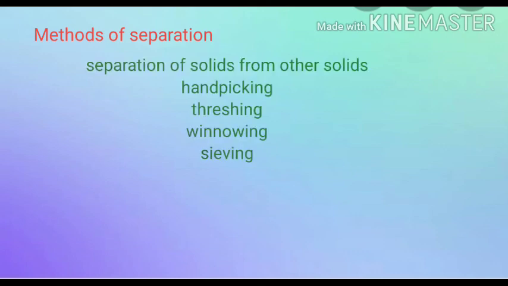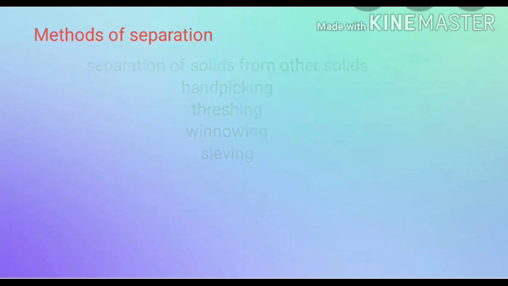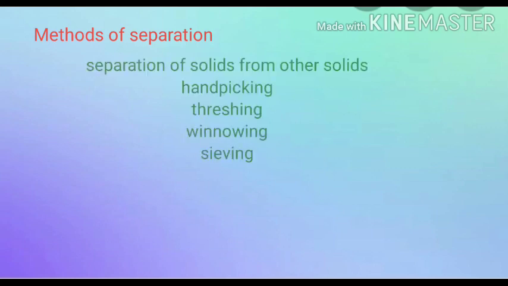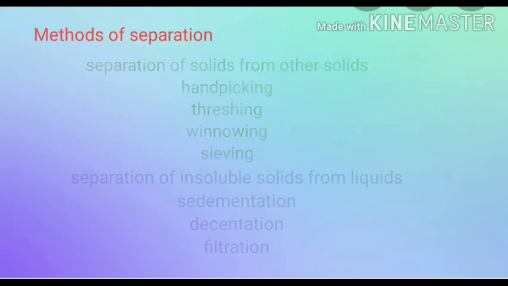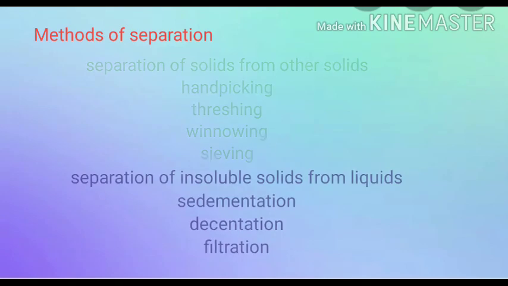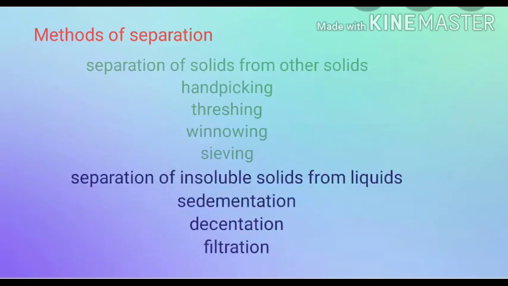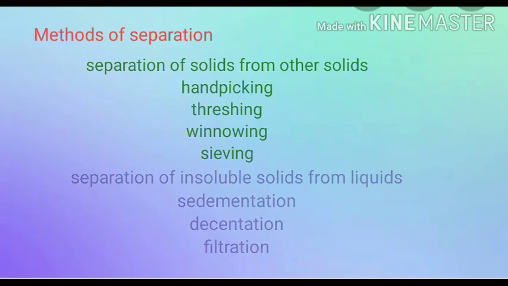So, what are the things we discussed today? Let's recollect. First, we discussed the methods of separation of solid from other solids. What methods do we apply to separate solid from other solids? The methods are threshing, winnowing, hand picking, and sieving. Next, we discussed separation of insoluble solids from liquids, that is sedimentation, decantation, and filtration. So these are the things we discussed today.